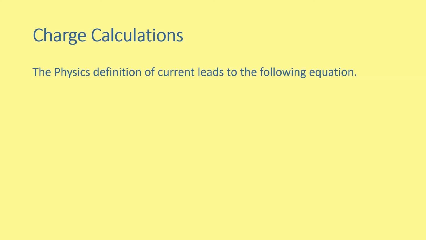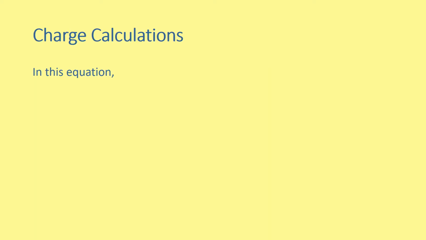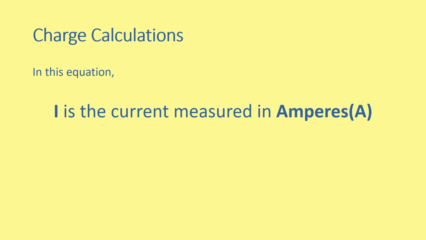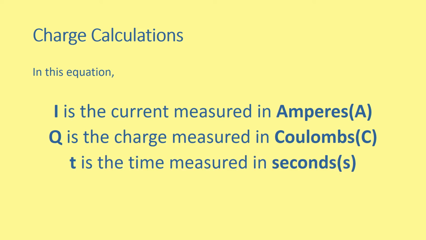Charge calculations. The physics definition of current leads to the following equation. I is equal to Q over T. In this equation, I is the current measured in amperes, A, Q is the charge measured in coulombs, C, and T is the time measured in seconds, standard units of time.